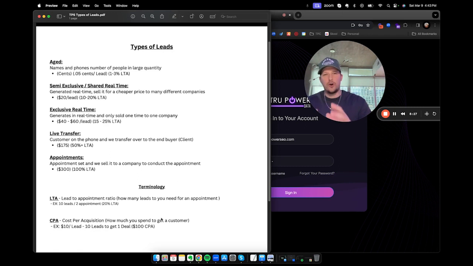So look at the cost per appointment and the cost per acquisition from the leads that you buy, not necessarily the price per lead, and trying to figure out a price per lead, because the price per lead is actually the least important thing. Hopefully that helped.